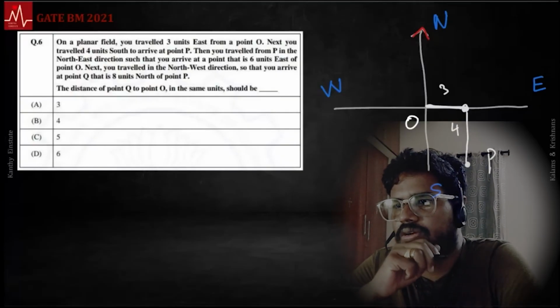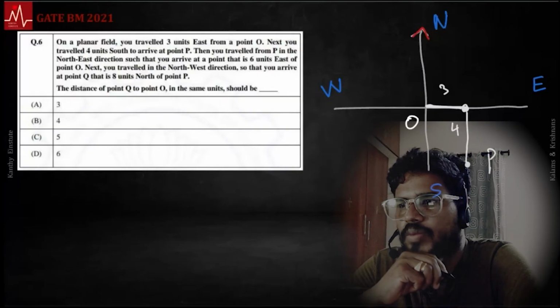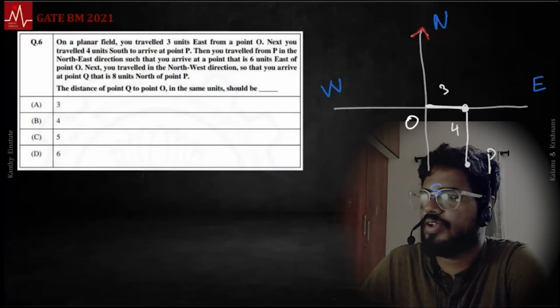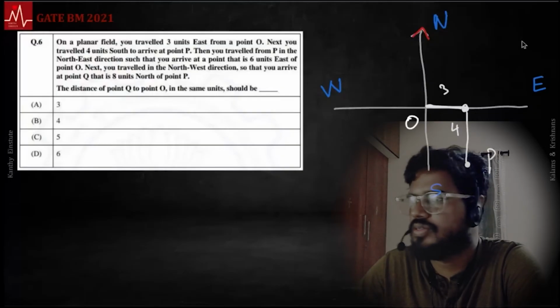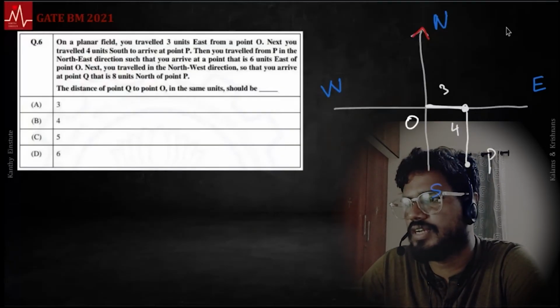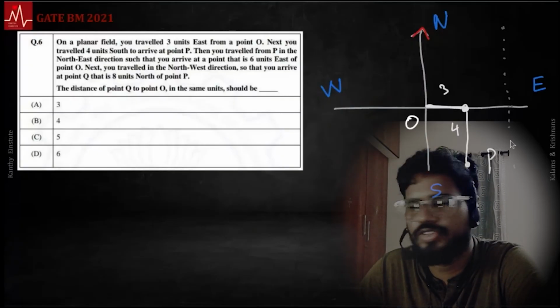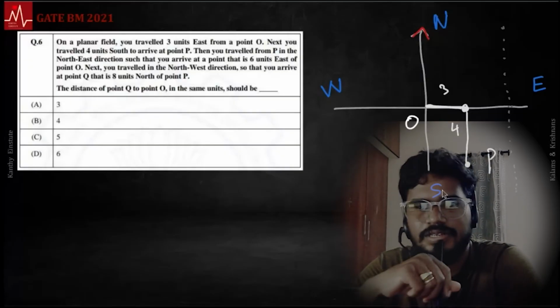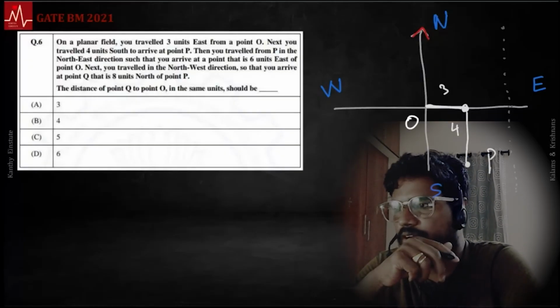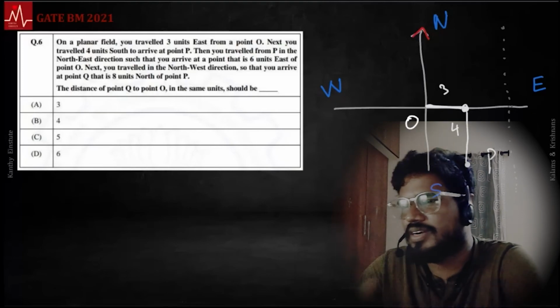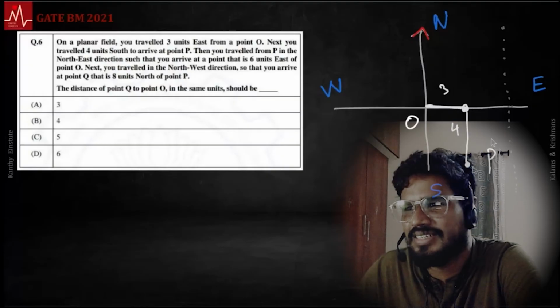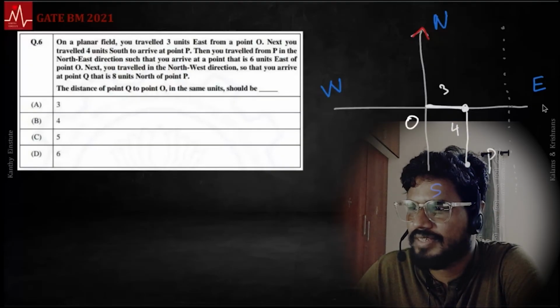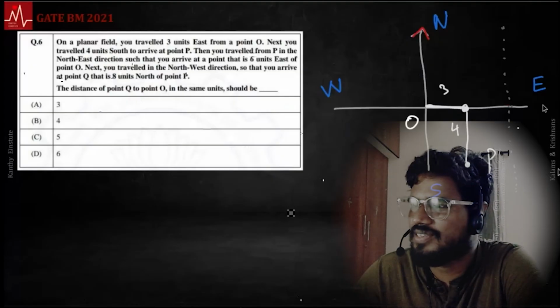Then you travel from P in the northeast direction such that you arrive at a point that is 6 units east of point O. 6 units east of point O is technically any point in this line. But what happens at the North Pole, South Pole? No, let's not worry about it. Any line, but he's going northeast. This is one typical complication that arises when they describe this. But let's say he just ends up, this is 3.